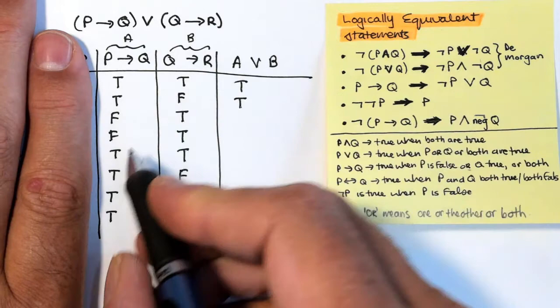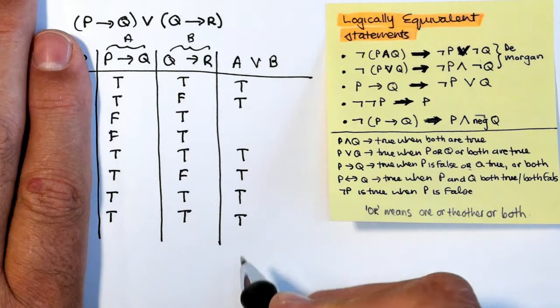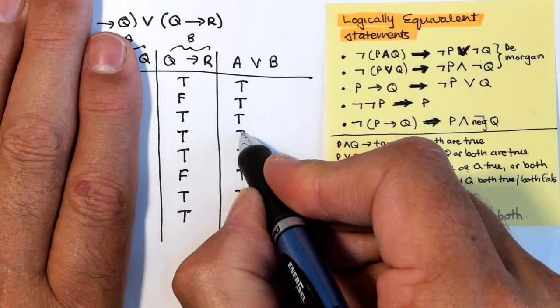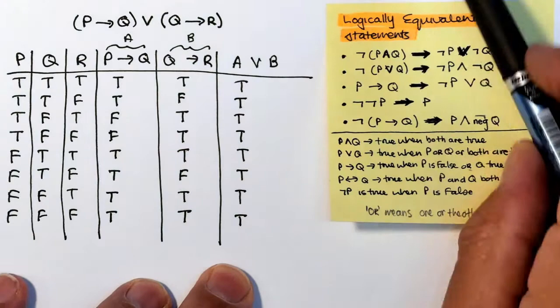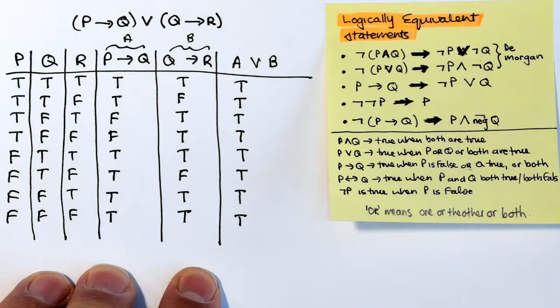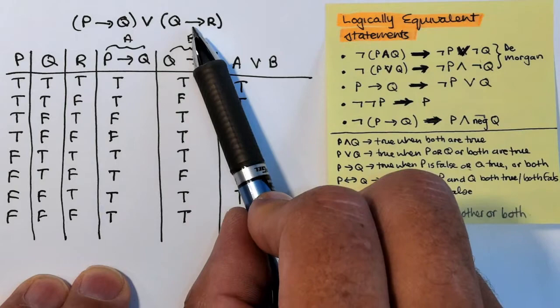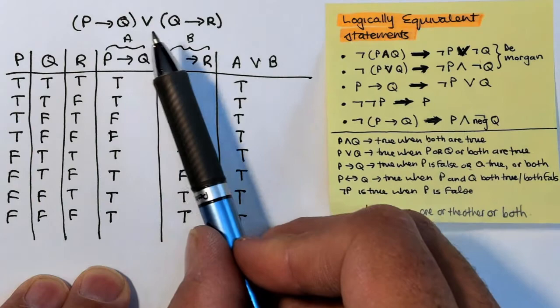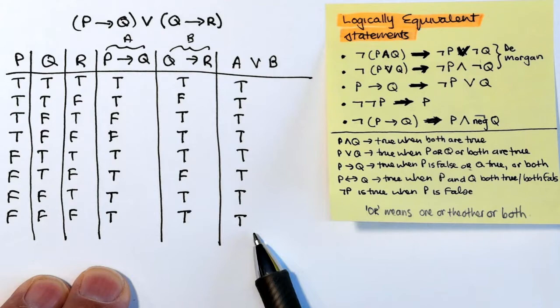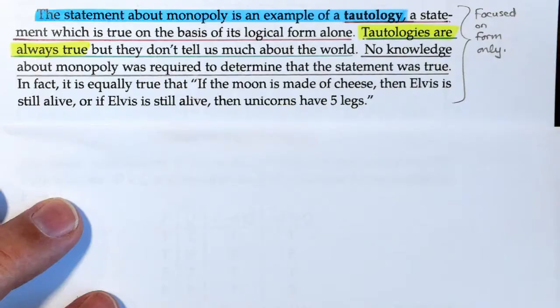If P then Q, or Q then R, is an argument that always results in a truth. Okay, folks, just a reminder, as the book points out to you, the statement about monopoly is an example of a tautology, a statement which is true on the basis of its logical form alone. Tautologies are always true, but they don't tell us much about the world. No knowledge about monopoly was required to determine whether this statement was true or false. So the idea of a tautology is focused on form only.